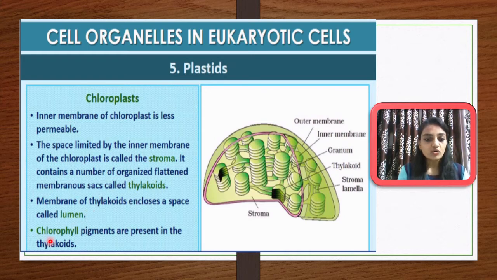Chlorophyll pigments are present in the thylakoid. Here you can see the thylakoid inside which chlorophyll pigment will be present. So here you can see this is a double membrane bound organelle, and here you can observe a stack of coin-like structures, and these are all considered thylakoids.